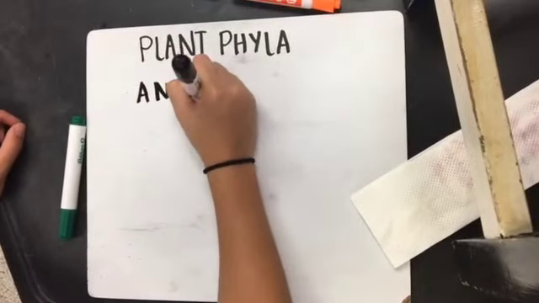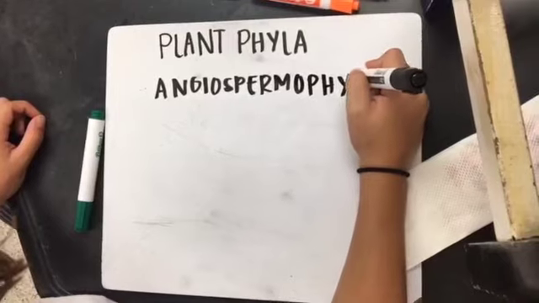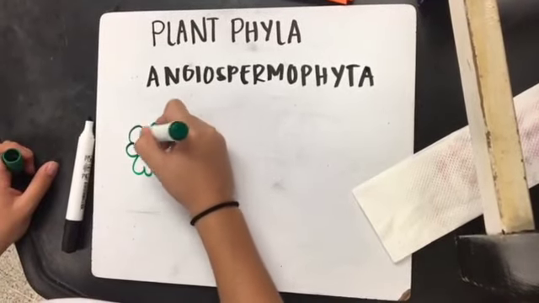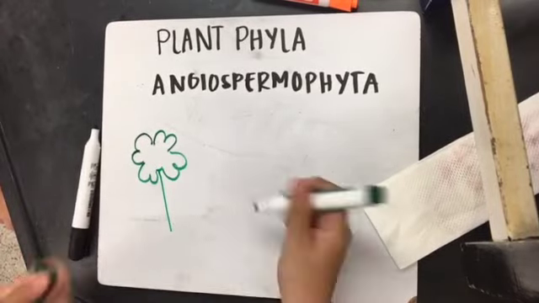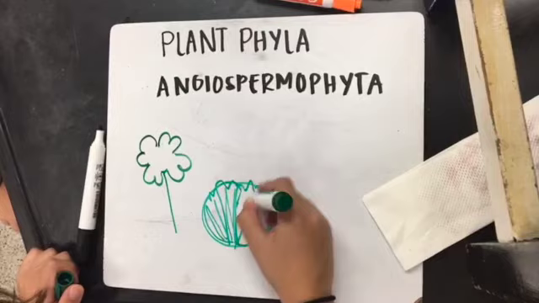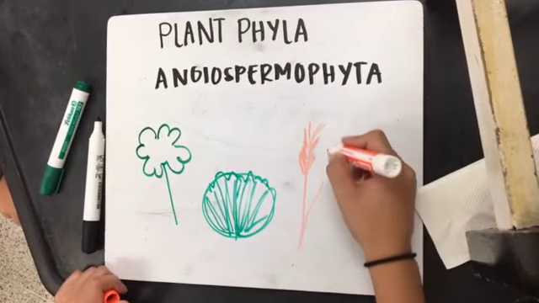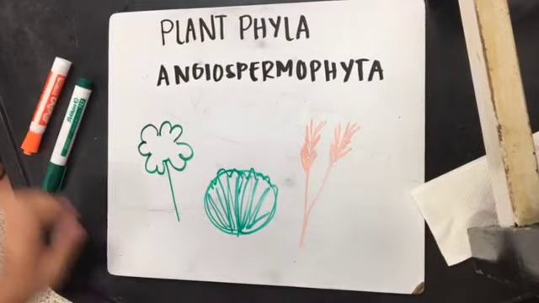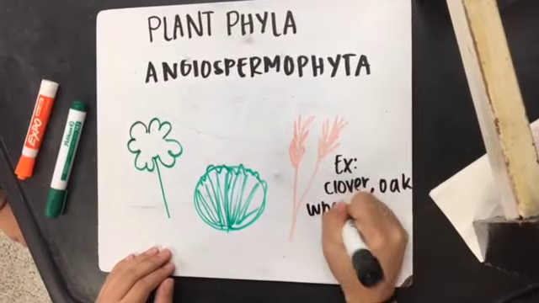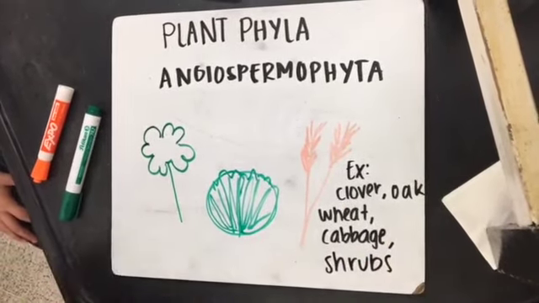Plant phyla, Angiospermophyta. There's a variety in this group. They come in all shapes and sizes. The stem may be woody, as in a tree. Also, the flowering plants can be classified as monocotyledons or dicotyledons, which bring specific characteristics to roots and leaves. Their reproduction consists of the transfer of pollen. Examples are clover, oak trees, wheat, cabbage, and shrubs.